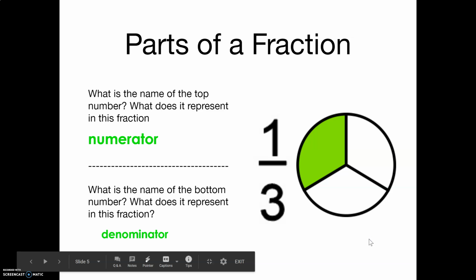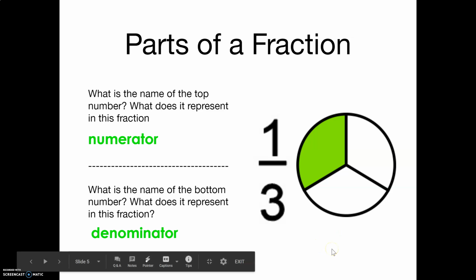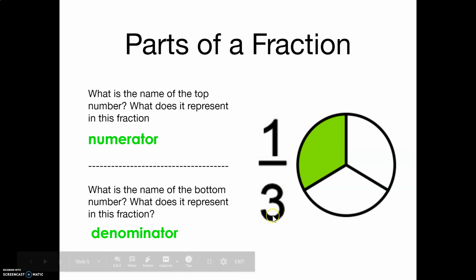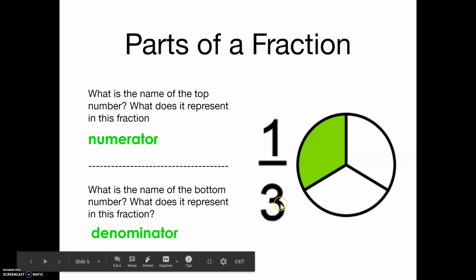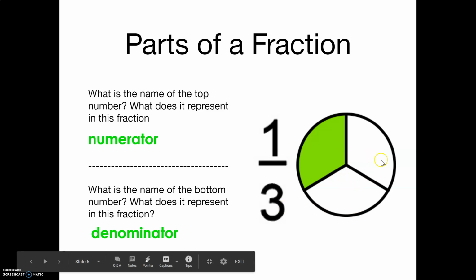What's the name of the bottom number? Did you say denominator? If you did, you are correct. Remember, the denominator is the number down at the bottom. What does it represent in this fraction? What does this 3 in the denominator represent? If you said it represents the equal parts, you are correct. It is the total number of equal parts. 1, 2, 3. There are 3 equal parts. Do you remember what those are called? They're thirds. I bet you got it.